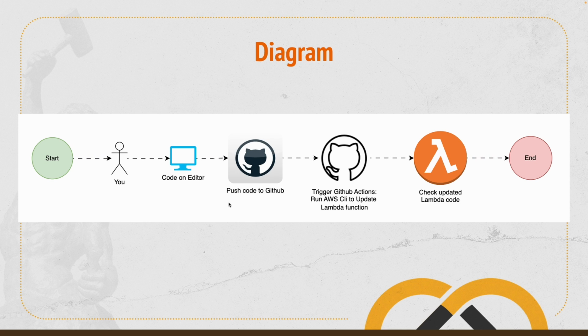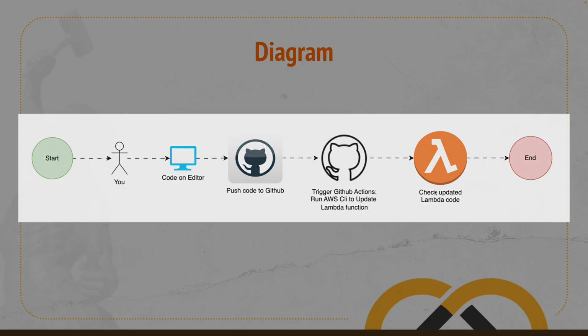Once the code arrives on GitHub, there's gonna be a GitHub action which will listen to the changes on the code and will be triggered. So this GitHub action will be responsible to read the code, zip the code, and send the code to our Lambda project on AWS. So let's get into it.